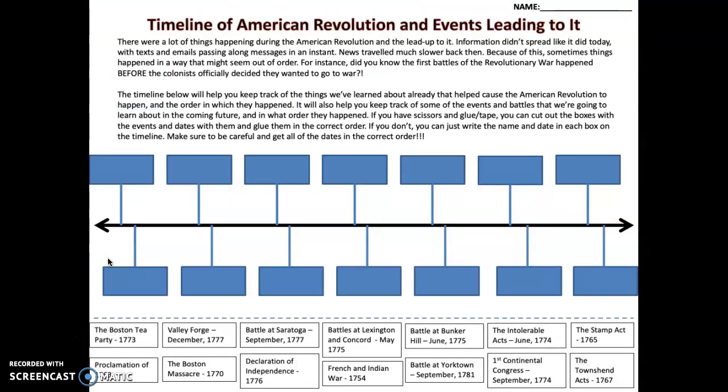Did you know, for example, that the first few battles of the American Revolution actually happened before the colonists decided they wanted to fight the American Revolution? Information traveled slowly, so sometimes people had to do things without knowing that something else had already happened. So the point of this timeline is to help you keep all these things straight and in order. The things we've already learned about and the things that we'll learn about the rest of the year.